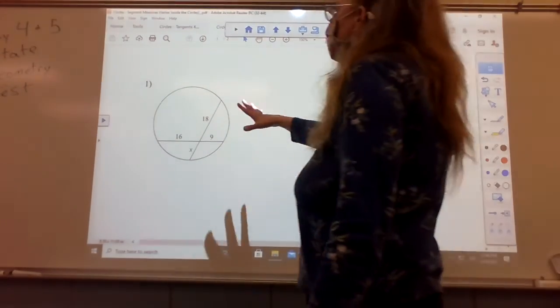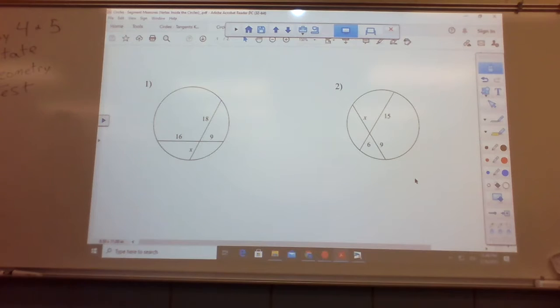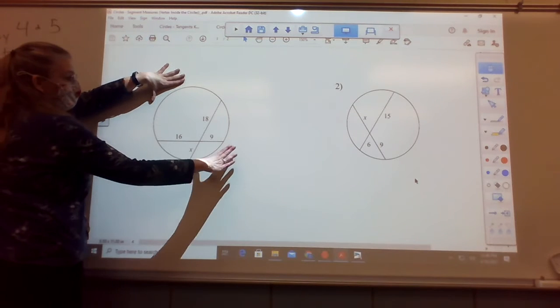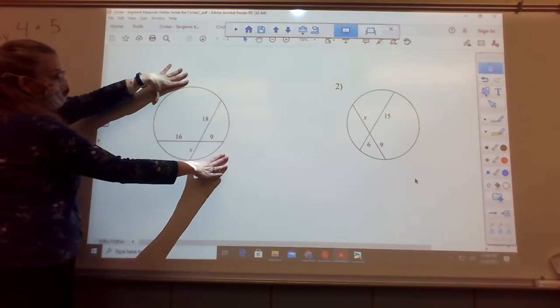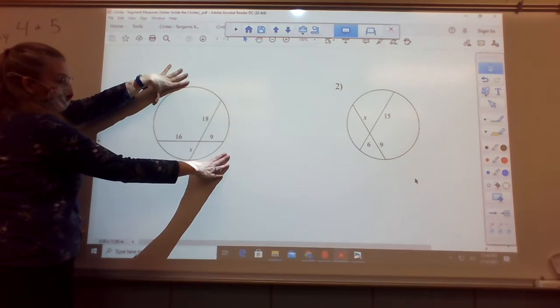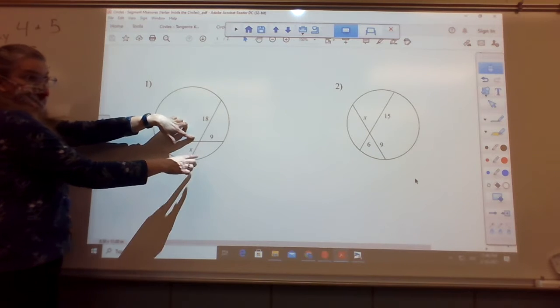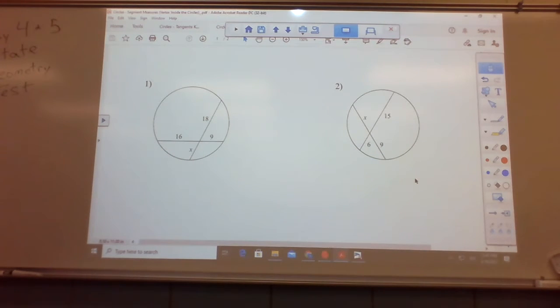So, these are what we're looking at today. They look a whole lot like ones we did last week, but they're not the same thing. Because last week we were focusing on arc degrees and angle degrees. And that's when we did arc plus arc divide by 2 equals angle. So we were focusing on the degrees of everything.